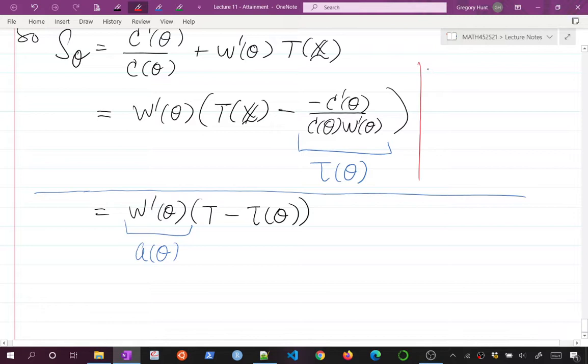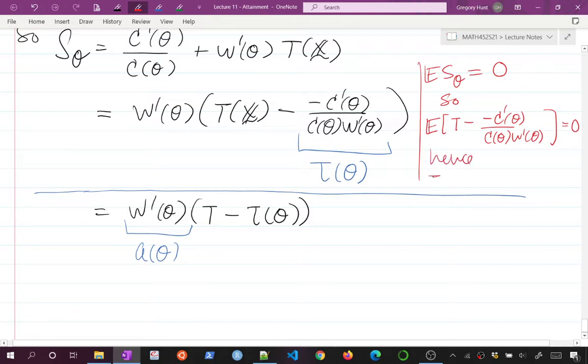Notice how my sleight of hand here is that the expected value of the score is 0, and so the expected value of this whole thing, W prime theta, is 0. So you can show that the expected value of T minus c prime theta over c theta times W prime theta is 0. I throw out this W prime here because it doesn't matter, I multiply it on both sides, and hence the expectation of T is exactly this horrible expression. So everything's okay. I actually didn't cheat here.